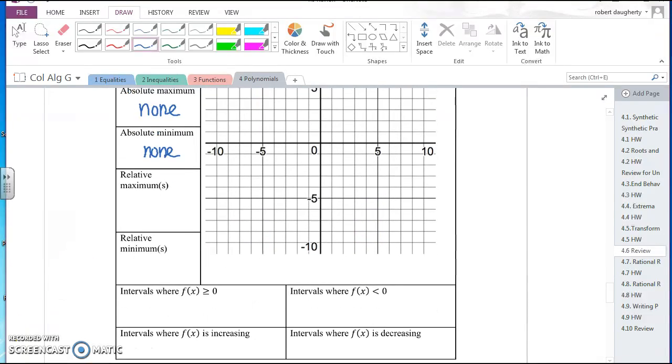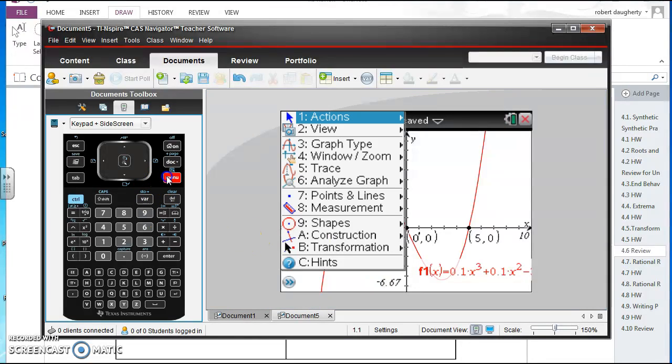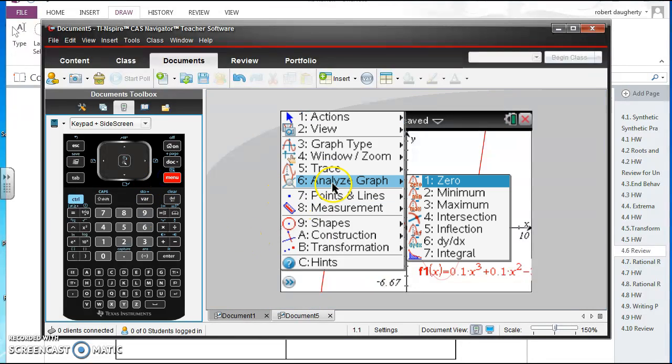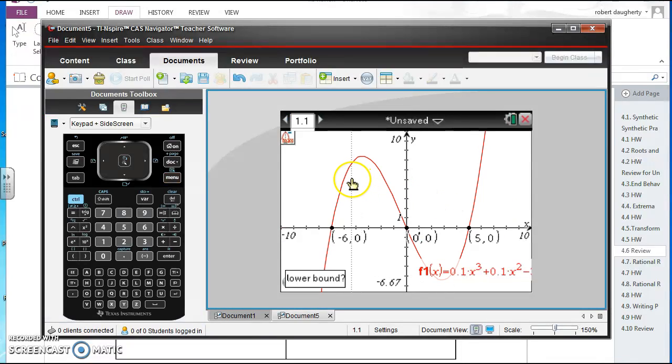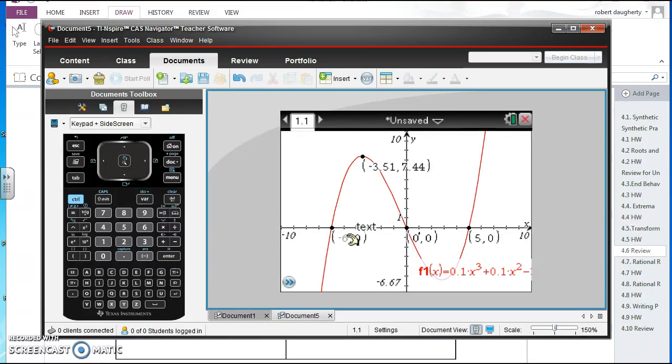So if I come over here and look at my graph once more, it looks like there's a maximum here and a minimum over here. So I need to find those points. So menu, analyze graph, maximum. So if I come over here, there is a maximum, -3.51, 7.44. That's my relative maximum.